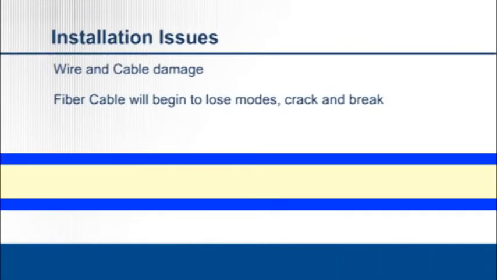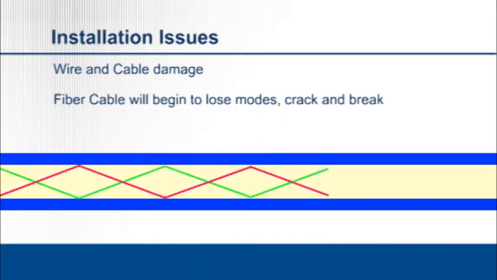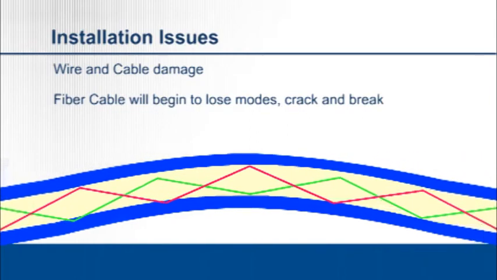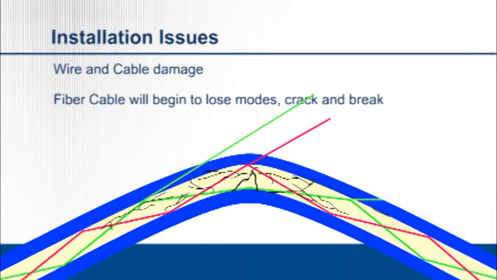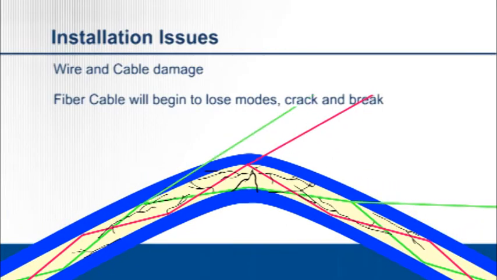With fiber cable, you have to be even more careful with installation issues. Fiber cable will begin to lose modes. The light rays will actually escape the cable as it starts to bend to a certain point, and then your actual glass will crack and break. And this introduces insertion loss issues, and you could lose your signal entirely.